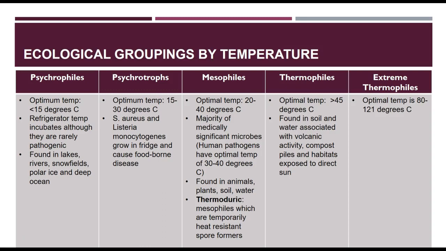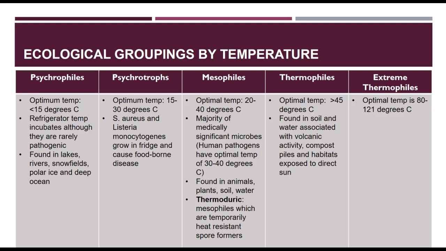There is a subgroup of mesophiles called the thermodurics, and these are organisms which are temporarily heat-resistant spore formers. So these are organisms like the Clostridium group that can produce spores and are temporarily resistant to high heat.